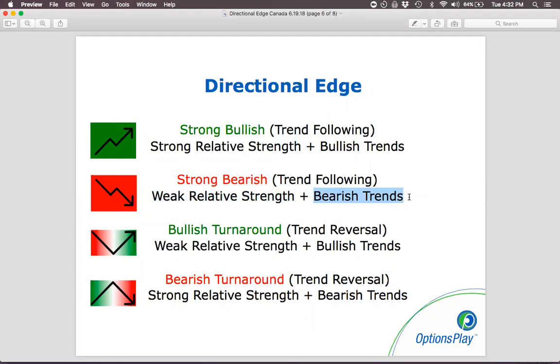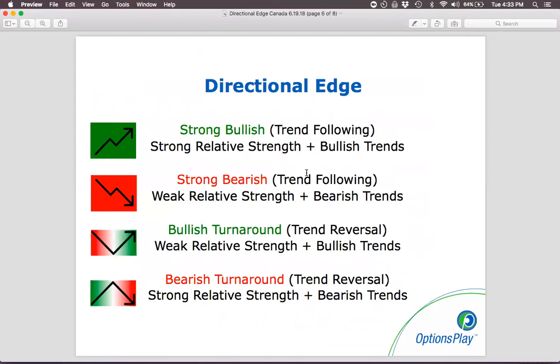So these are stocks that you would typically look for if you're looking for bearish ideas. Now, the first 2, both strong bullish and strong bearish, these are what I call trend following, meaning you're simply going with the trend. It's a strong stock continuing to strengthen, you're riding that wave higher, and then a strong bearish stock is a weak stock that's moving lower and you're riding that trend lower, okay?